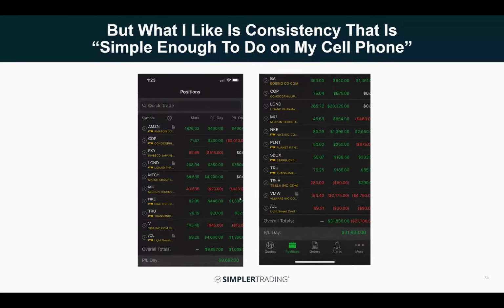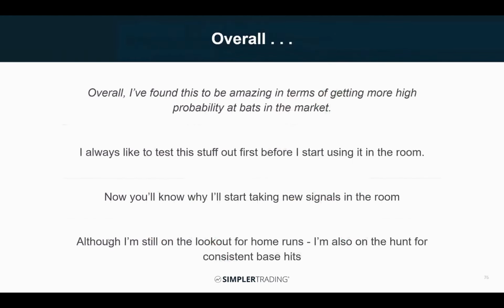These days, look, I got kids, I got a lot of stuff going on. I want to be able to manage this from my cell phone. I don't want to sit there and have a lot of emotional ups and downs. It's like, all right, just give me something that I can do from my cell phone. And so overall, I found this to be fairly amazing in terms of getting more high probability at bats at the market.